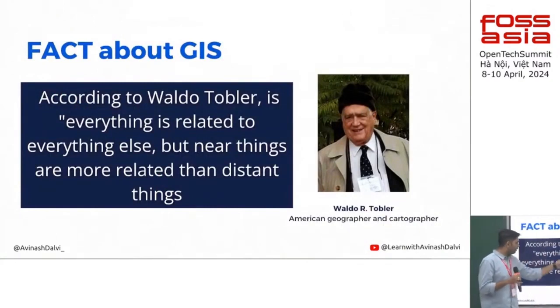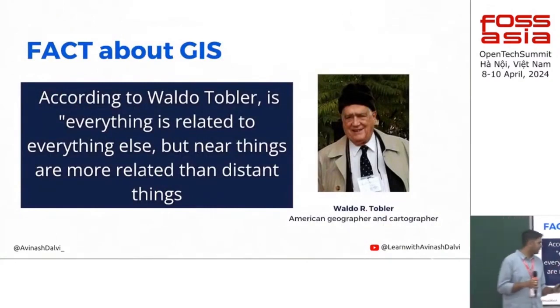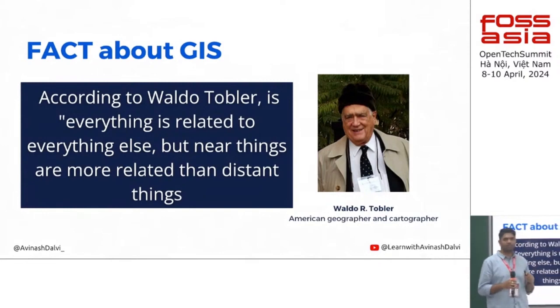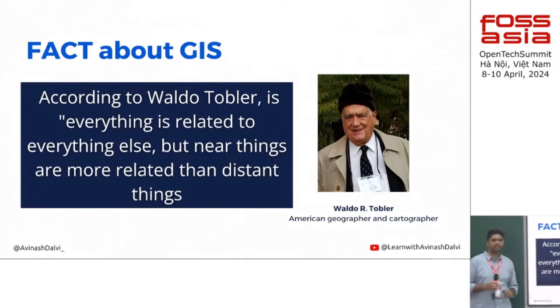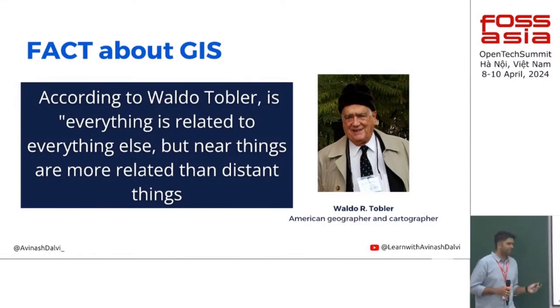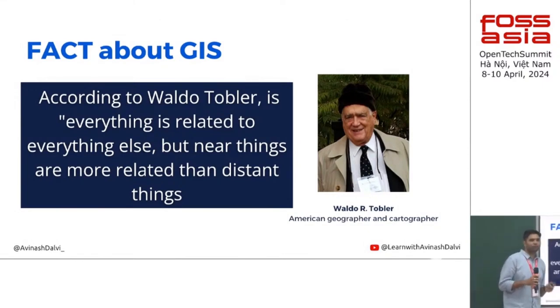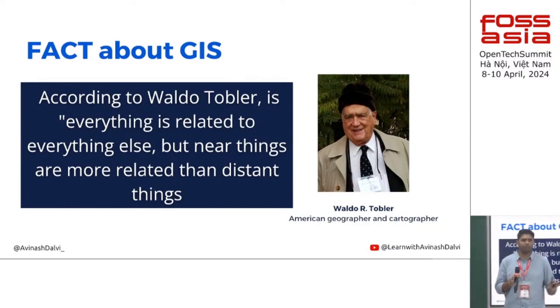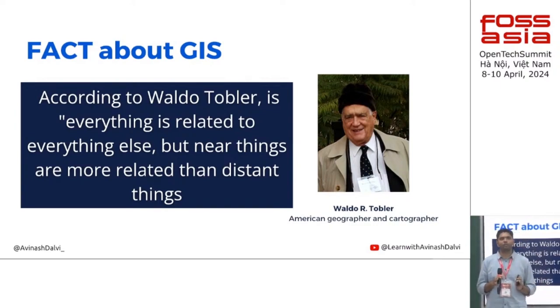Okay, so here is Waldo Tobler. He is a very special American geographer and cartographer. What he said is that everything is related to everything else. It means that to understand GIS, nothing is complex. Wherever you're standing becomes your location, and if a person is standing there, that becomes his location. So uniqueness is there. That is how he's saying everything is related to everything.